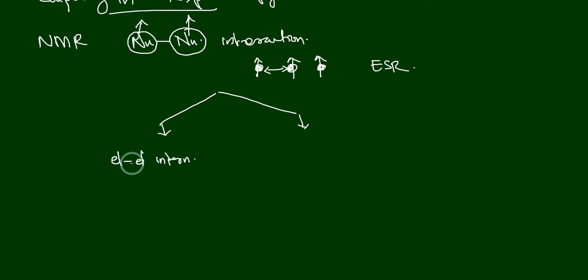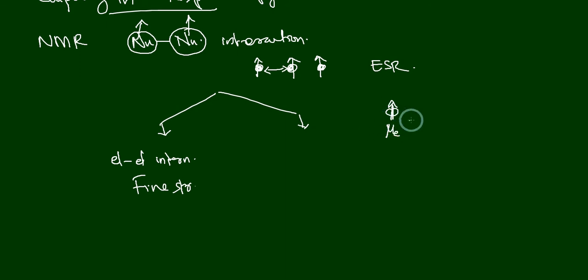If this is the reason for the coupling in the ESR spectrum, that is the electron-electron interaction, meaning the magnetic dipole moment of one unpaired electron interacts with the magnetic dipole moment of the other unpaired electron, then this is the reason for the fine structure observed in the ESR spectrum. And there is another reason for the coupling observed in the ESR spectrum. You already know that the electron has a magnetic dipole moment because the electron has a spin and it is a charged particle also. So there will be a magnetic dipole moment mu e.